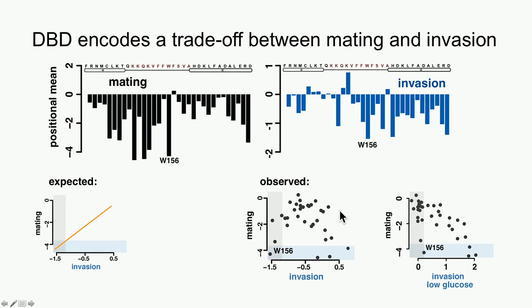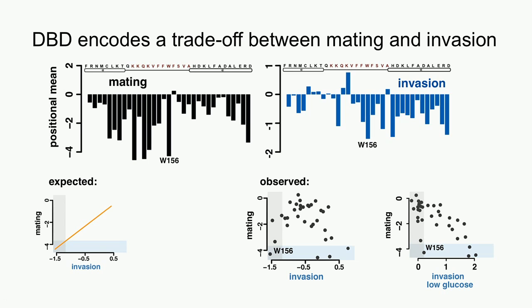We saw that our deviation from the expected here was strong, and basically the only thing that behaved as we expected was this really conserved tryptophan, so it's poor for both mating and invasion. And what it looked like is the rest of these residues seem to be almost inversely correlated, and this gets even stronger when we induce invasion by limiting the glucose in the media.